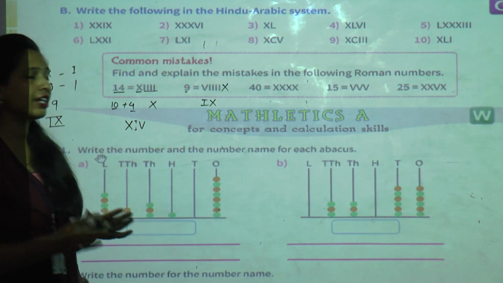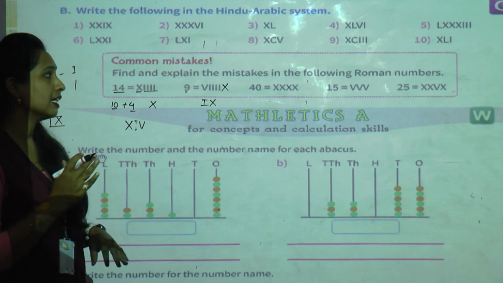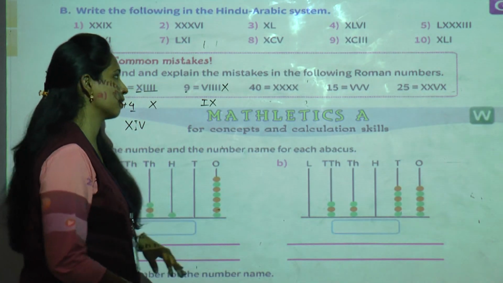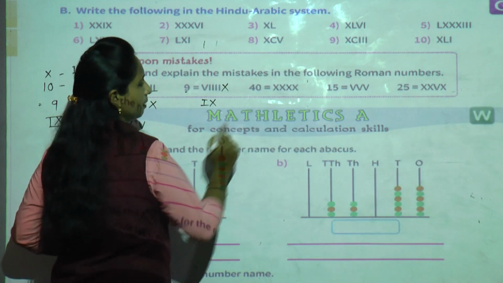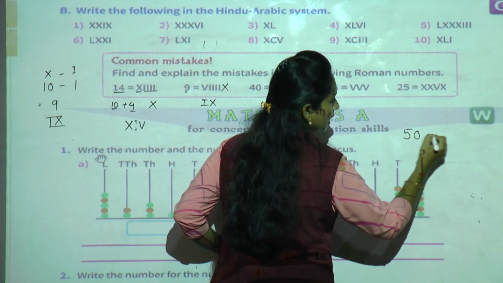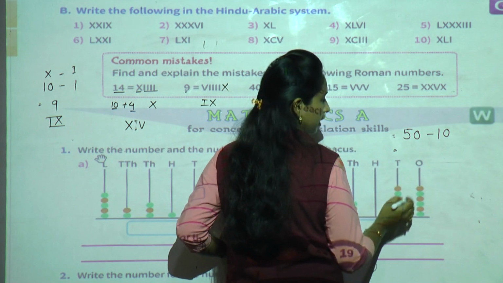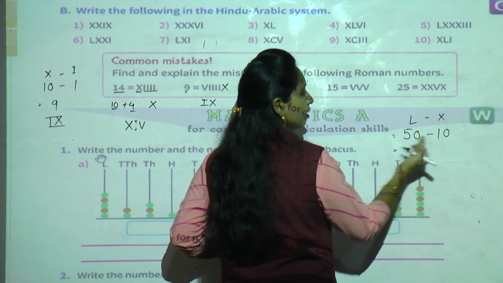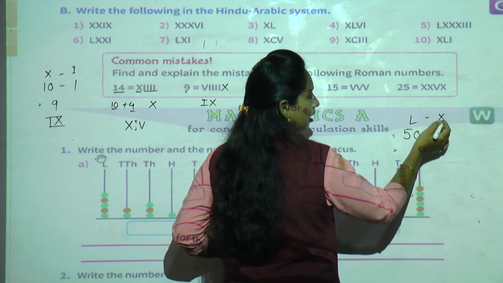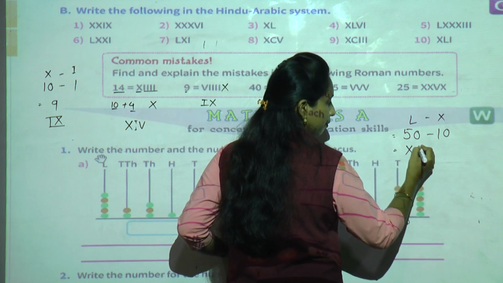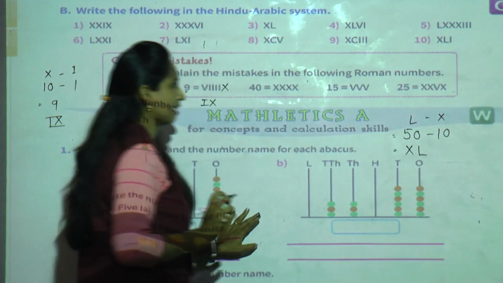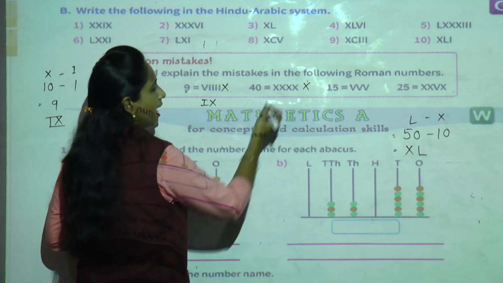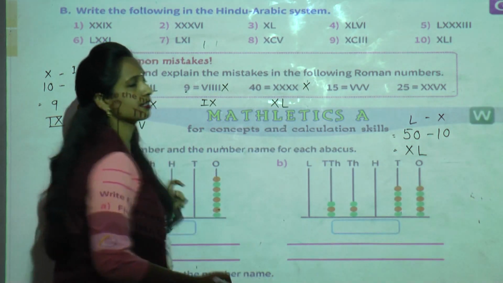Now what about 40? Till X also we can repeat only 3 times, till 30. Then what about 40? We cannot repeat X 4 times. So the same rule will be applied here also. How do we get 40? 50 minus 10 is equal to 40. So 50 is represented as L and 10 is represented as X. Whenever we subtract, we write the smaller number to the left of the greater number. So X and L. You should not write X 4 times. This is wrong. 40 is represented as XL.